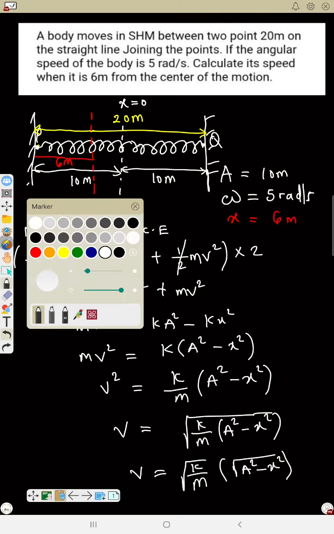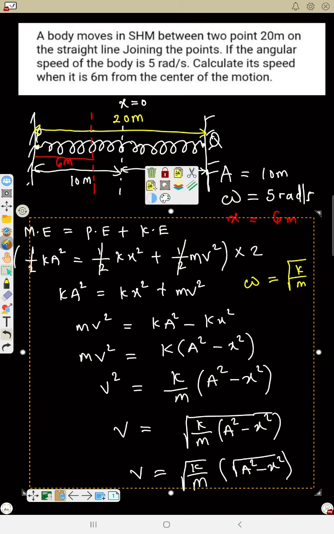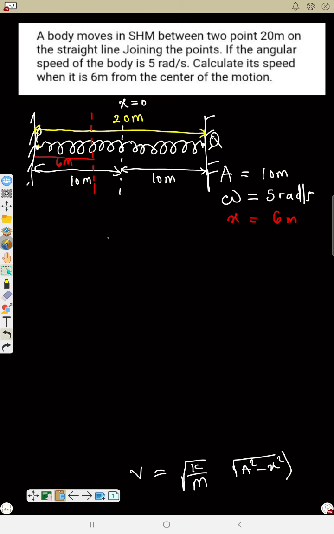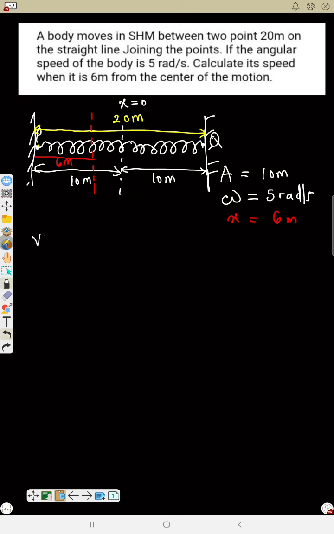Now note that angular velocity is equal to root K over m, where K is the spring constant. So that means we now have a general formula we can use. I'm just trying to show the formula so you can know that you need to know the concepts. If you want to find velocity at any point, this will be your formula. Finally, v at x, the velocity at any point, is equal to angular velocity times the square root of a squared minus s squared.